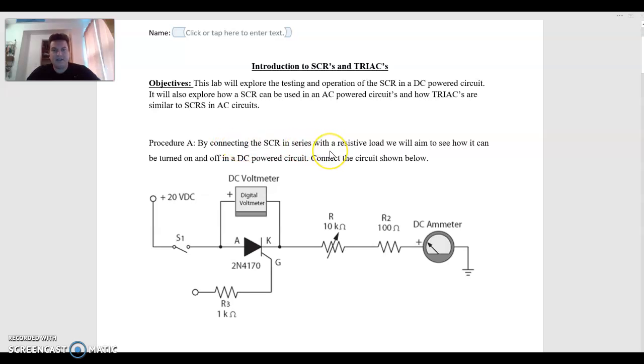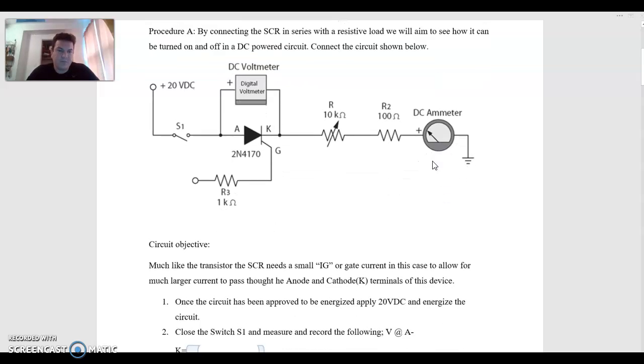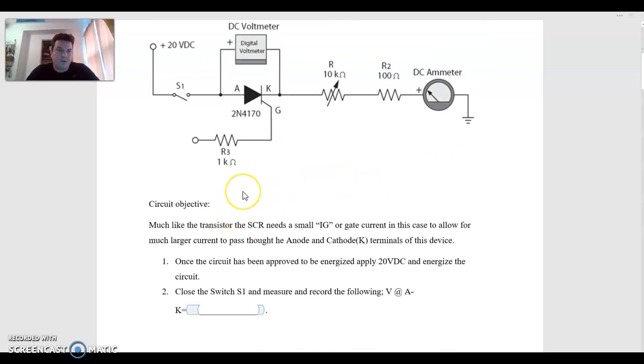Procedure A: by connecting the SCR in series with the resistive load, we will aim to see how it can be turned on and off in a DC powered circuit. You're going to go ahead and connect the circuit shown below, if we were in lab, obviously. The circuit objective: much like the transistor, the SCR needs a small gate signal or gate current. In the transistor, we call it a base signal. This is what allows the SCR to initiate current flow in the circuit.